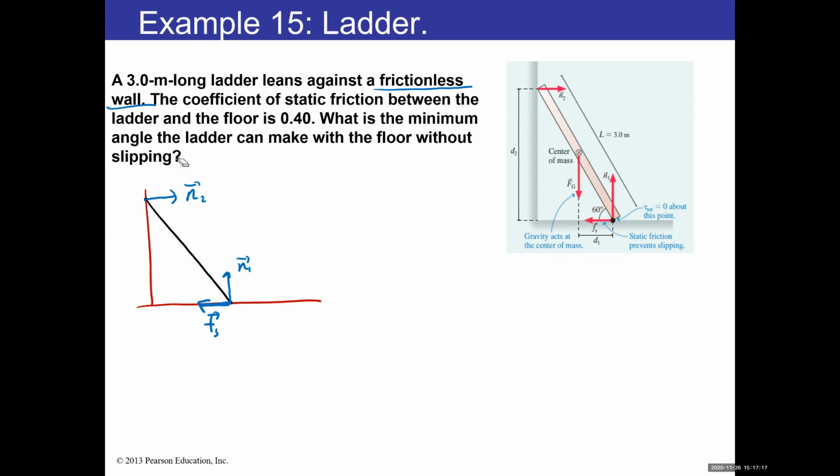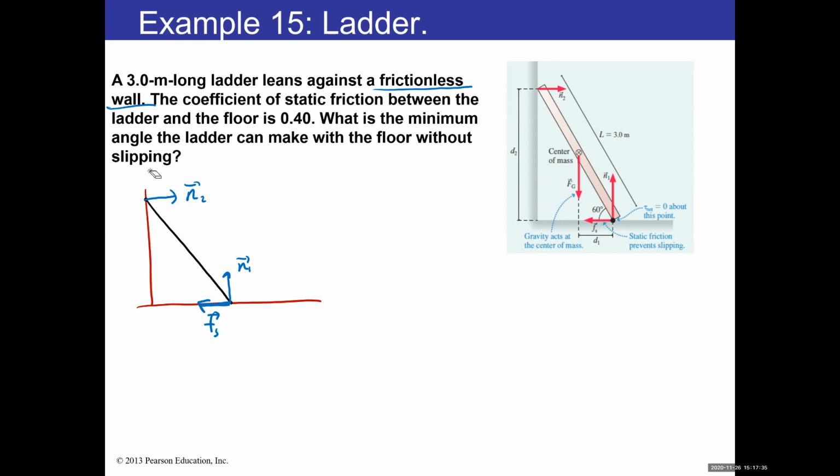But you might see an example where there is a friction on a wall, right? And then that friction will be upward, because otherwise the ladder would be slipping downward, right? So it would have been preventing that. Okay, so those are the 3 forces from those 2 contact points.